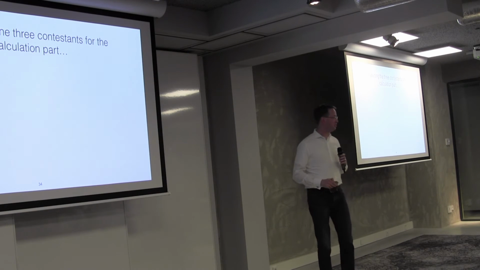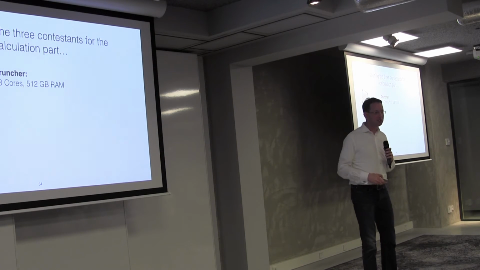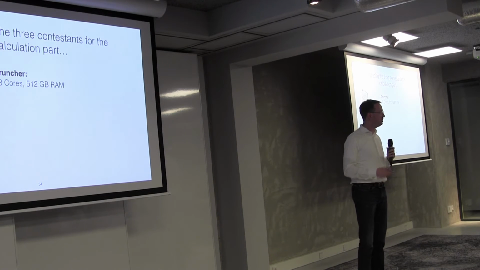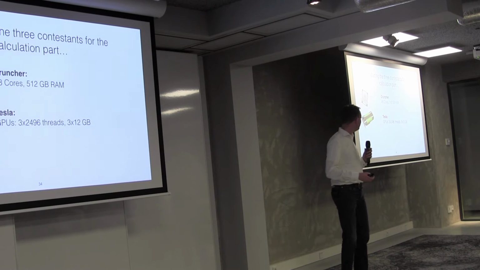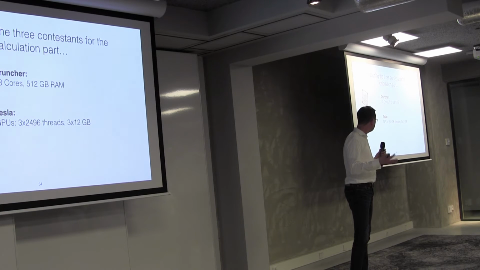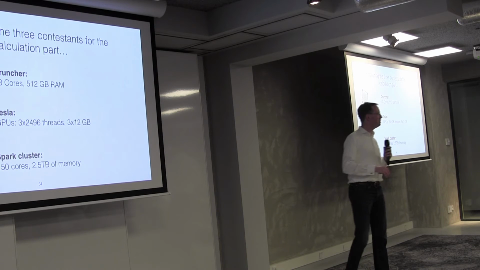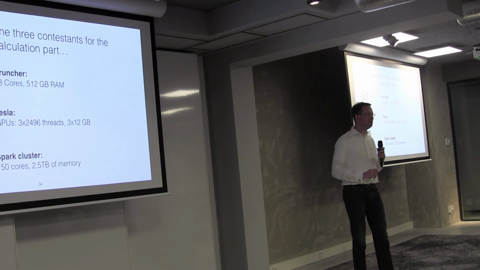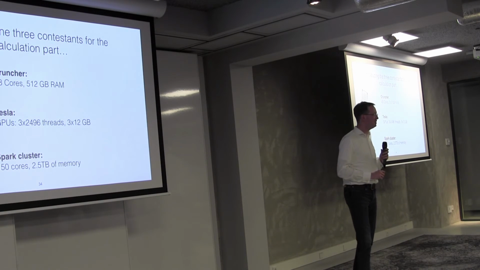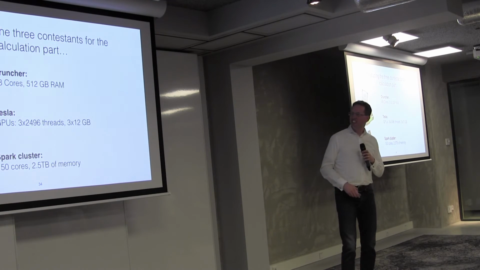So then we have 3 contestants for the calculation part. We have what we call Cruncher. It's actually called that. It has 48 cores and half a terabyte of RAM. A Tesla, which has 3 GPUs in it, 3 times 12 gigabytes. And we have a Spark cluster with 150 cores. I wanted to do a vote, but nothing fancy. Who thinks the Cruncher will win? Well, limited enthusiasm there. Who thinks GPU will win? Cool. So the rest, I presume, votes for Spark. Okay.